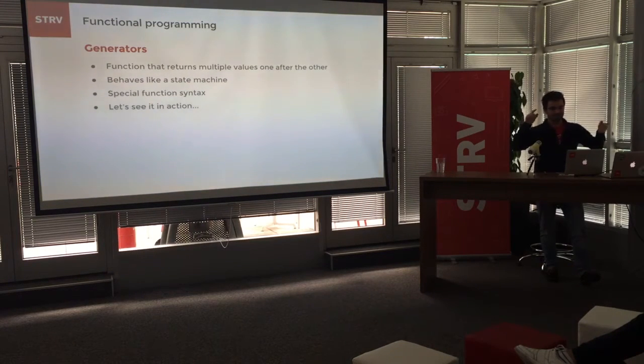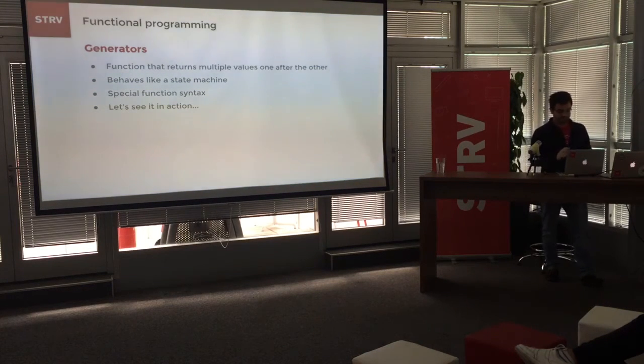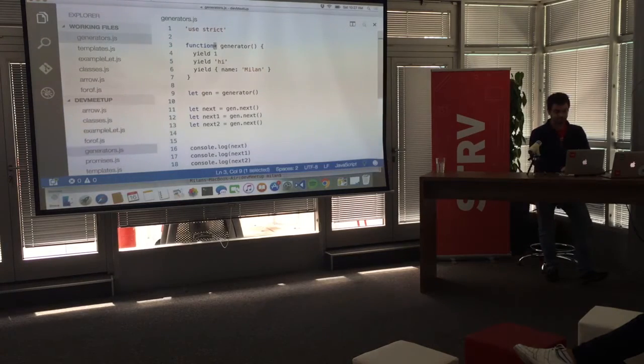I'll show you in action. So basically it behaves like a state machine. When it returns the first value, then you can do whatever you want with that value. Once you call the second value, then it remembers that it returned the first value, so it says, okay, now I'll return the second one. It has a special function syntax, and let's see how those work. So here I have a generator function. The special syntax I was talking about is the star that comes right after the function keyword, and obviously this is the name of the function.